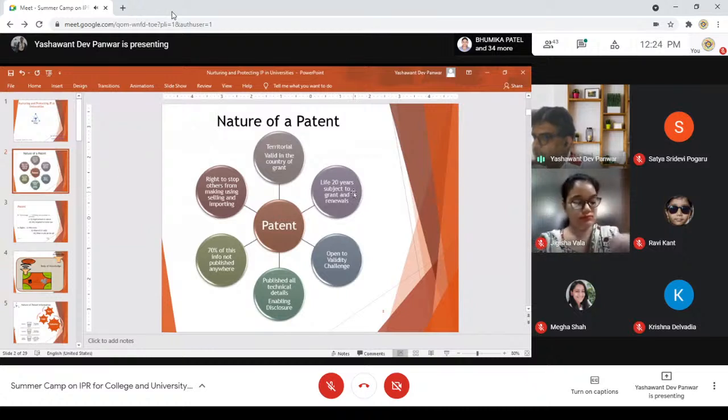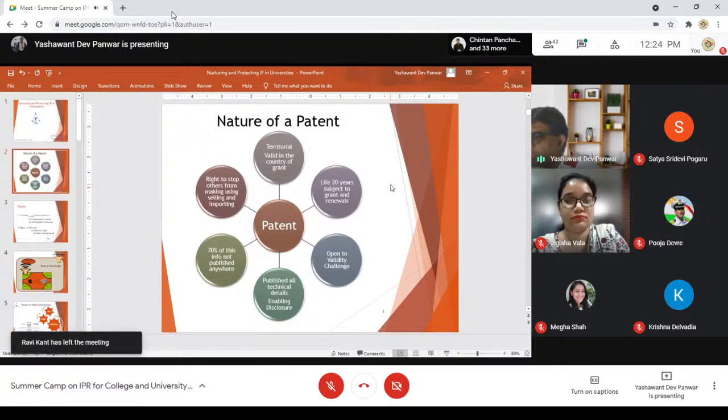And then there is the life of a patent, which is a maximum of 20 years. This is also subject to various conditions, such as renewals, or grant, or not being challenged and refused. Another important characteristic is the validity of a patent: it can be challenged at any point of time.